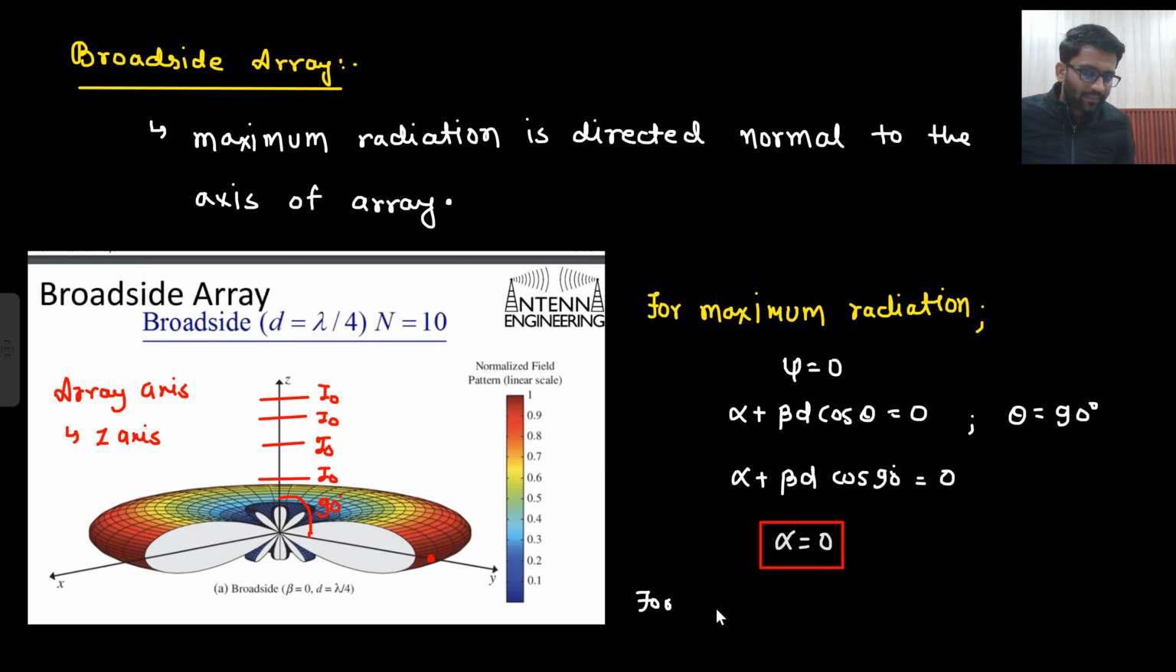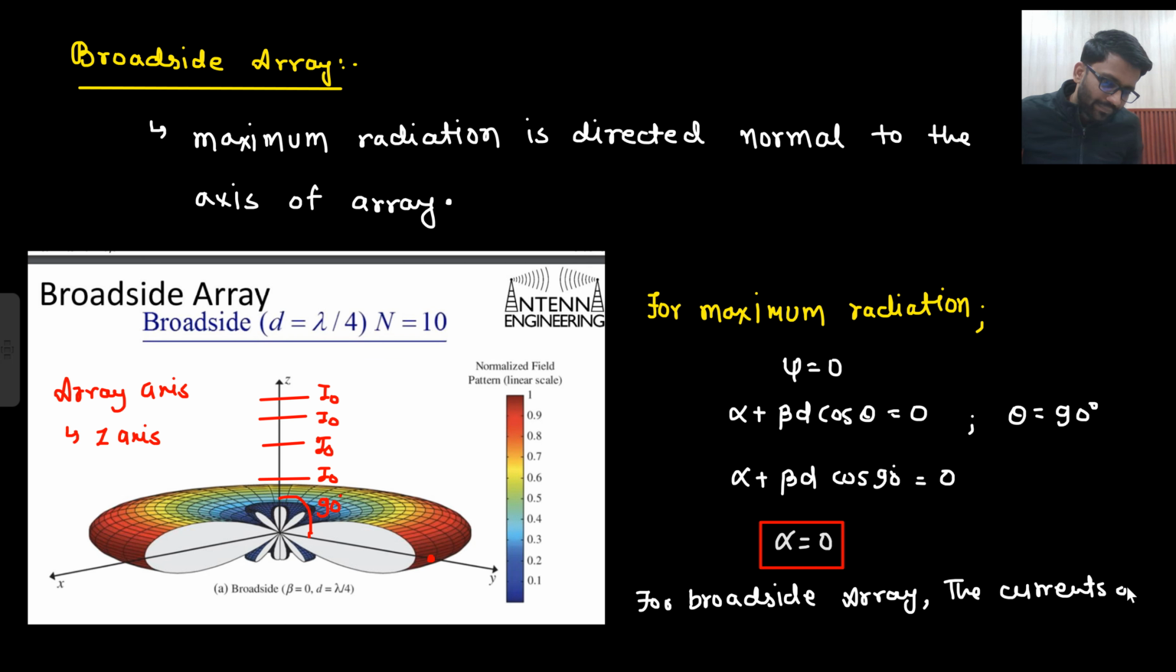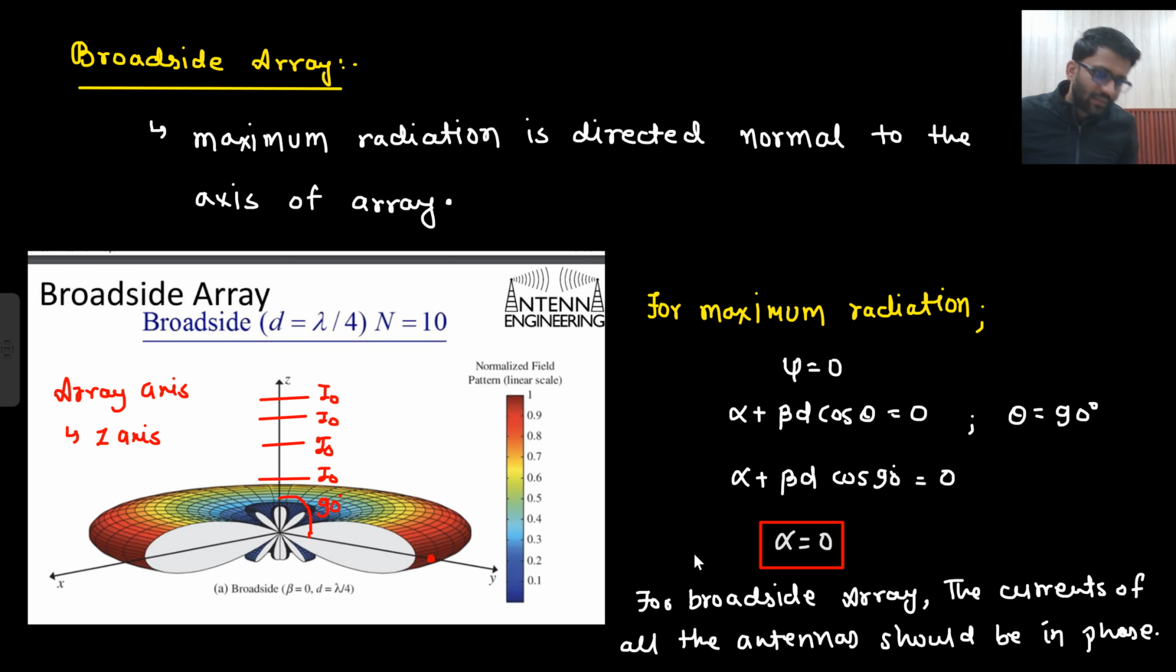Now this kind of statement can come, which of the statements is true. So for broadside array, the currents of all the antennas should be in phase. All should have the same phase, because alpha is 0. Say yes or no. The phase difference between the currents should be 0. Say yes or no. All good. So this is about our broadside array.